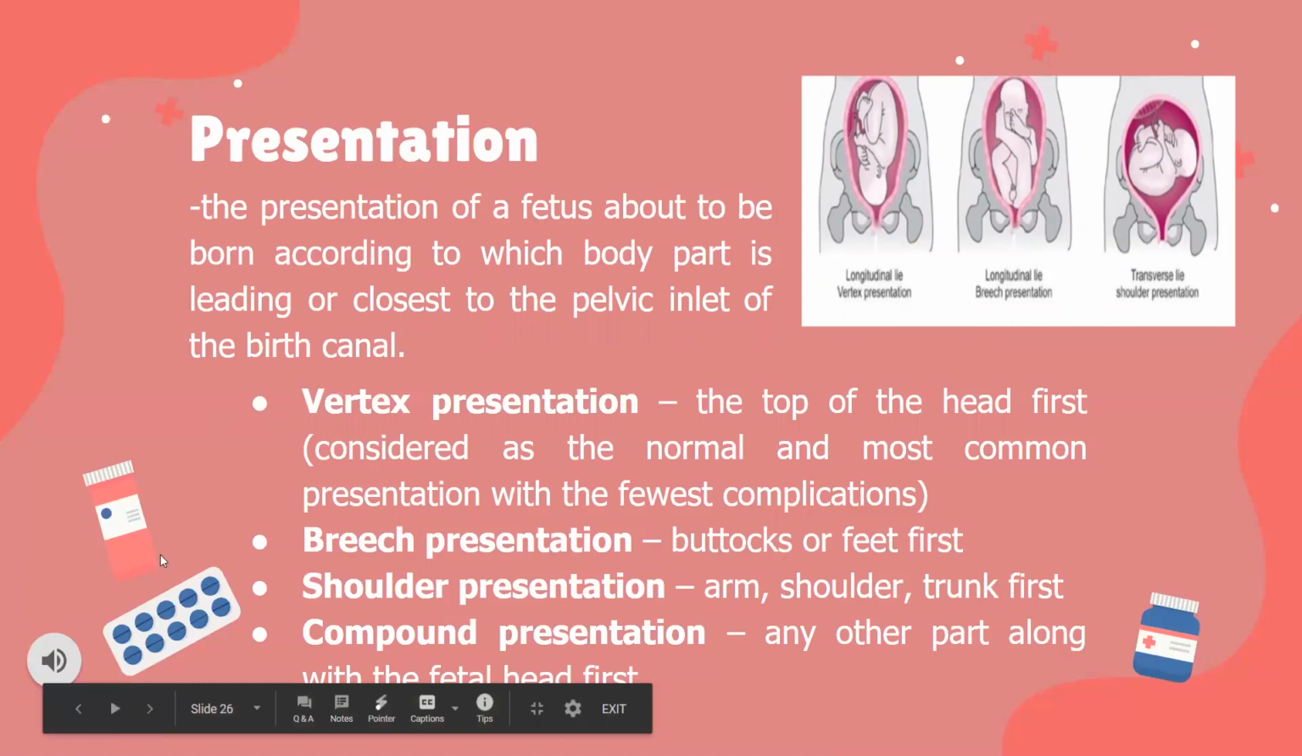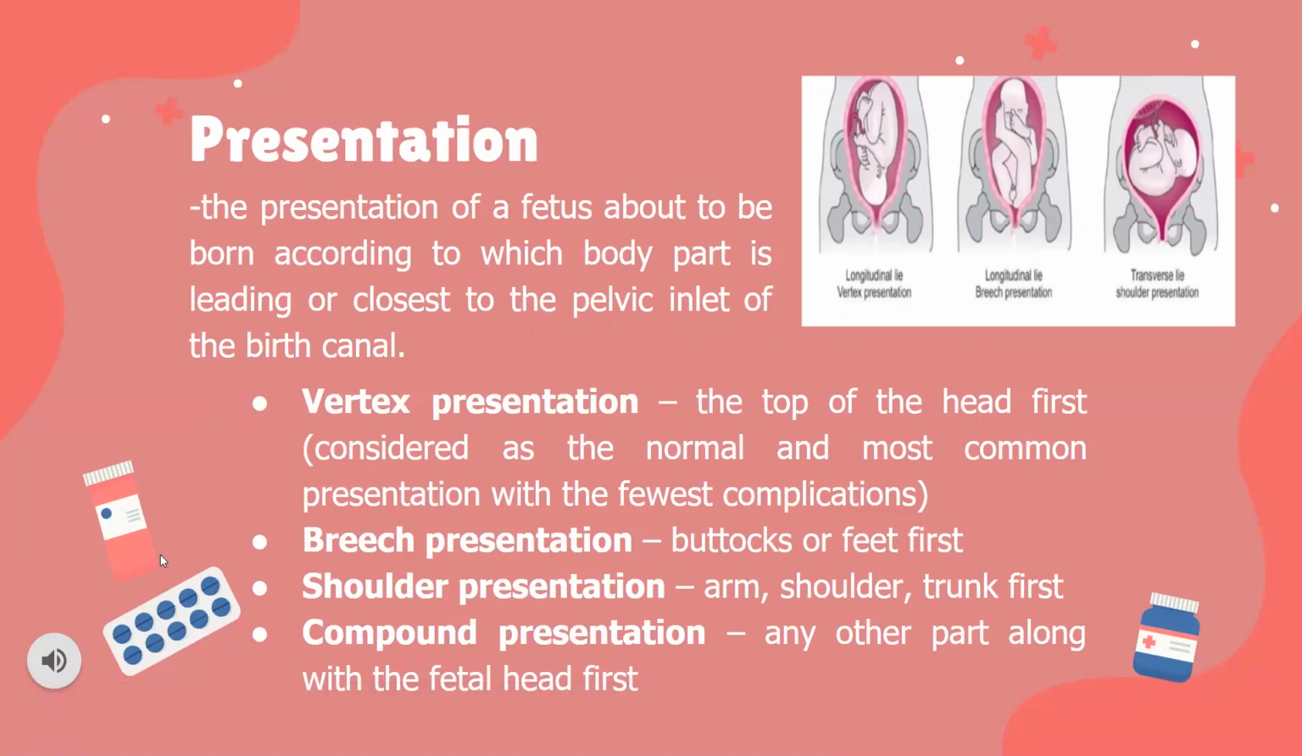Next is the fetal presentation, which refers to which body part is closest to the pelvic inlet of the birth canal. So we have vertex presentation, wherein the top of the head goes first. It is also considered as the normal and most common presentation with the fewest complications.